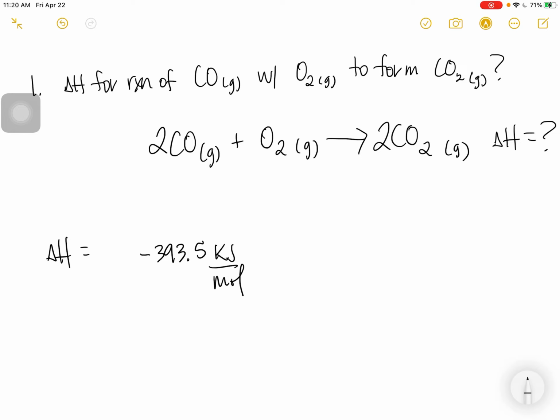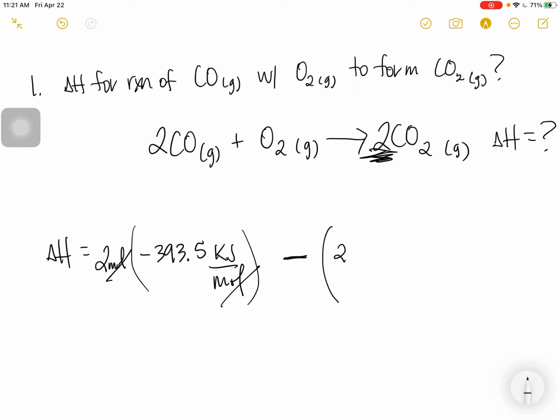Now, this is the only tricky part you have to pay attention to. That value is for 1 mole of CO2. I don't have 1 mole, I have 2. So I'm going to have to double this value by multiplying by 2. Essentially, I'm multiplying by 2 moles. My moles cancel, and that's going to leave me with kilojoules as my final answer. But I'm not done. That's just my product. So now I have to take care of my reactants. So P minus R: my product, I'll do this math all at the end, minus my reactants.